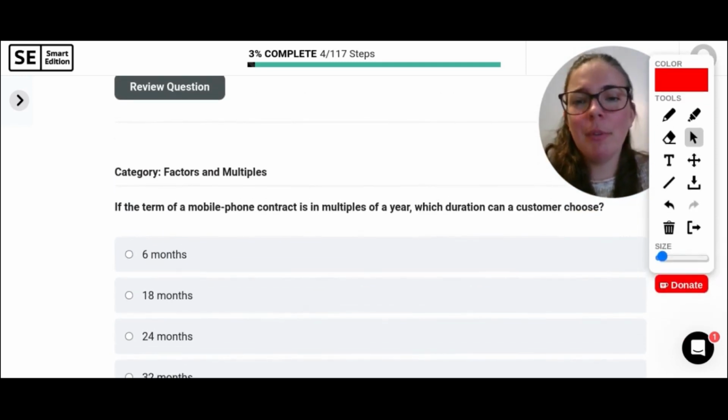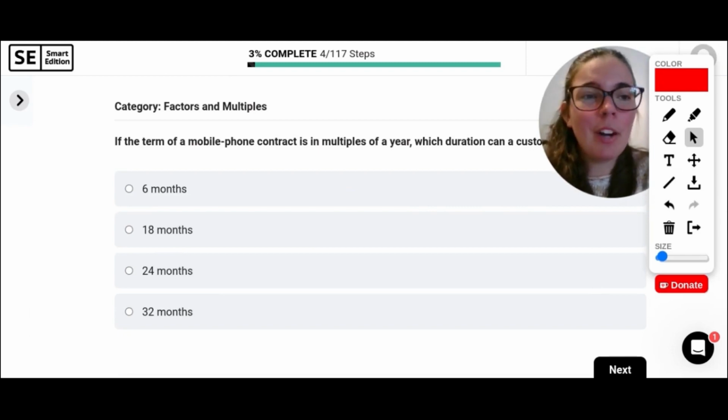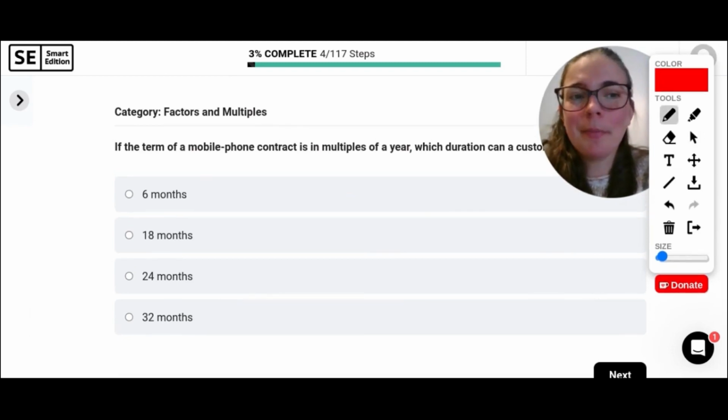All right. If the term of a mobile phone contract is in multiples of a year, which duration can a customer choose? So multiples of a year. All of my answers are in months. So let's turn a year into months and see which one of these options come up. So 1 year is 12 months.